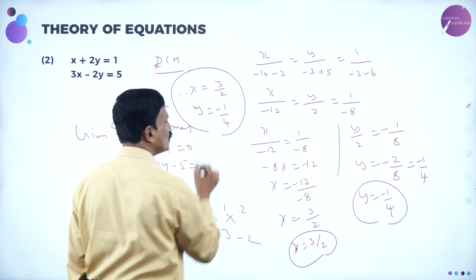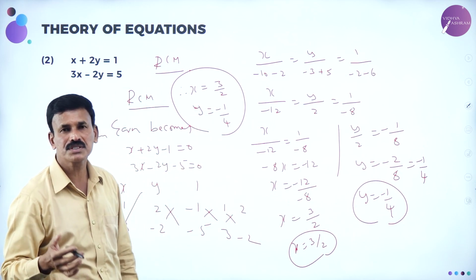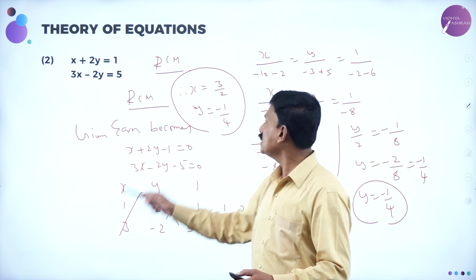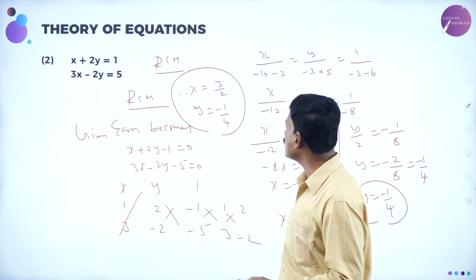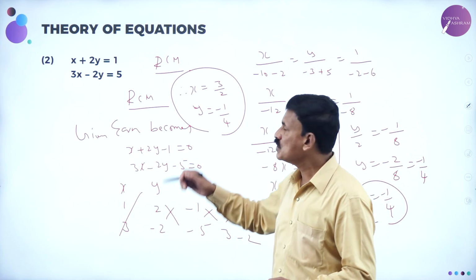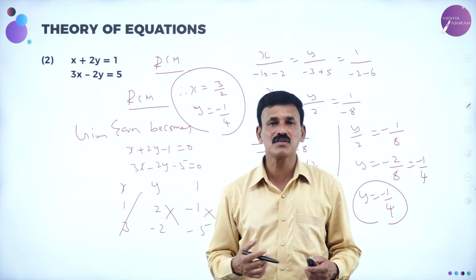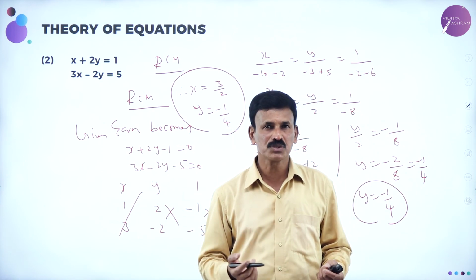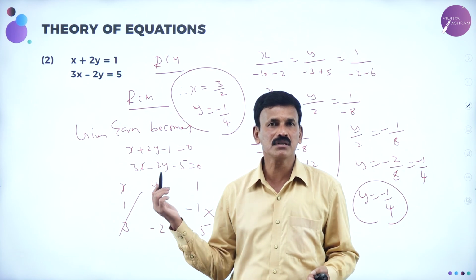This is how we are going to solve the simultaneous equation by RCM. That's it. Okay. So therefore the required solution is x is equal to 3 by 2 and y is equal to minus 1 by 4. So these are the four methods of solving the simultaneous equation: comparison method, substitution method, elimination method or RCM.